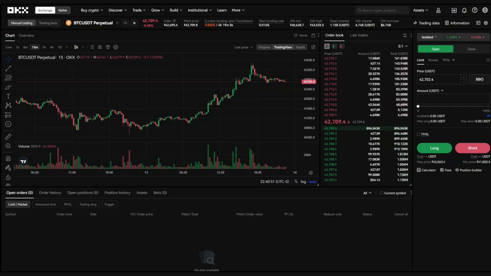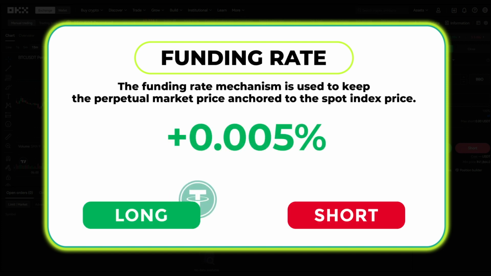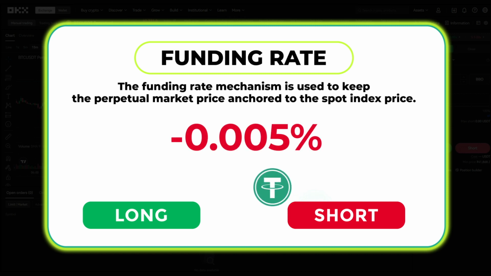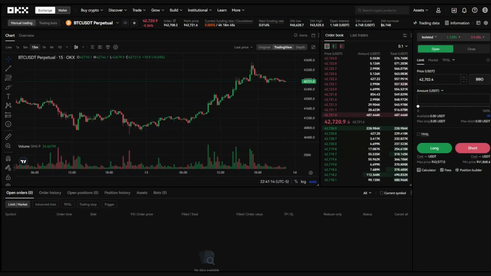Each contract has a different open interest. And here you find the funding rate. The funding rate mechanism is used to keep the perpetual market price anchored to the spot index price. If the rate is positive, long position traders pay short position traders. And if the rate is negative, short position traders pay long position traders. The funding fee is charged every 8 hours at the time of daily settlements. Here you can see the countdown.